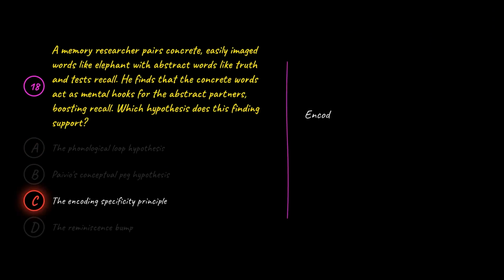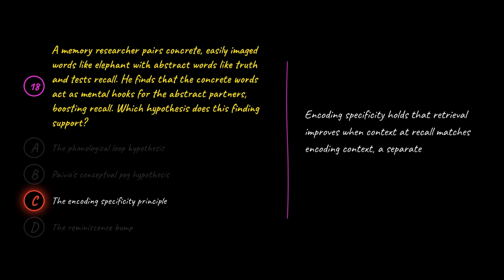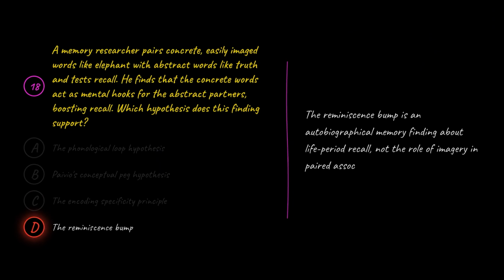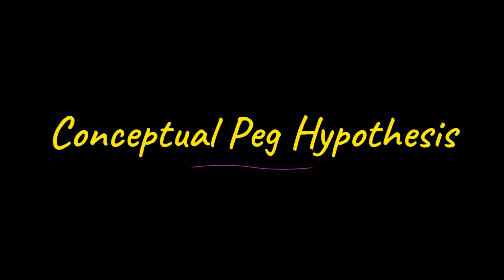C is wrong because encoding specificity holds that retrieval improves when context at recall matches encoding context, a separate principle that does not require imagery. D is wrong because the reminiscence bump is an autobiographical memory finding about life period recall, not the role of imagery in paired associate learning. The conceptual peg hypothesis, developed by Alan Pavio, explains why some words work far better than others as memory cues in paired associate learning. The key variable isn't how common or familiar a word is, it's how easily you can picture it.